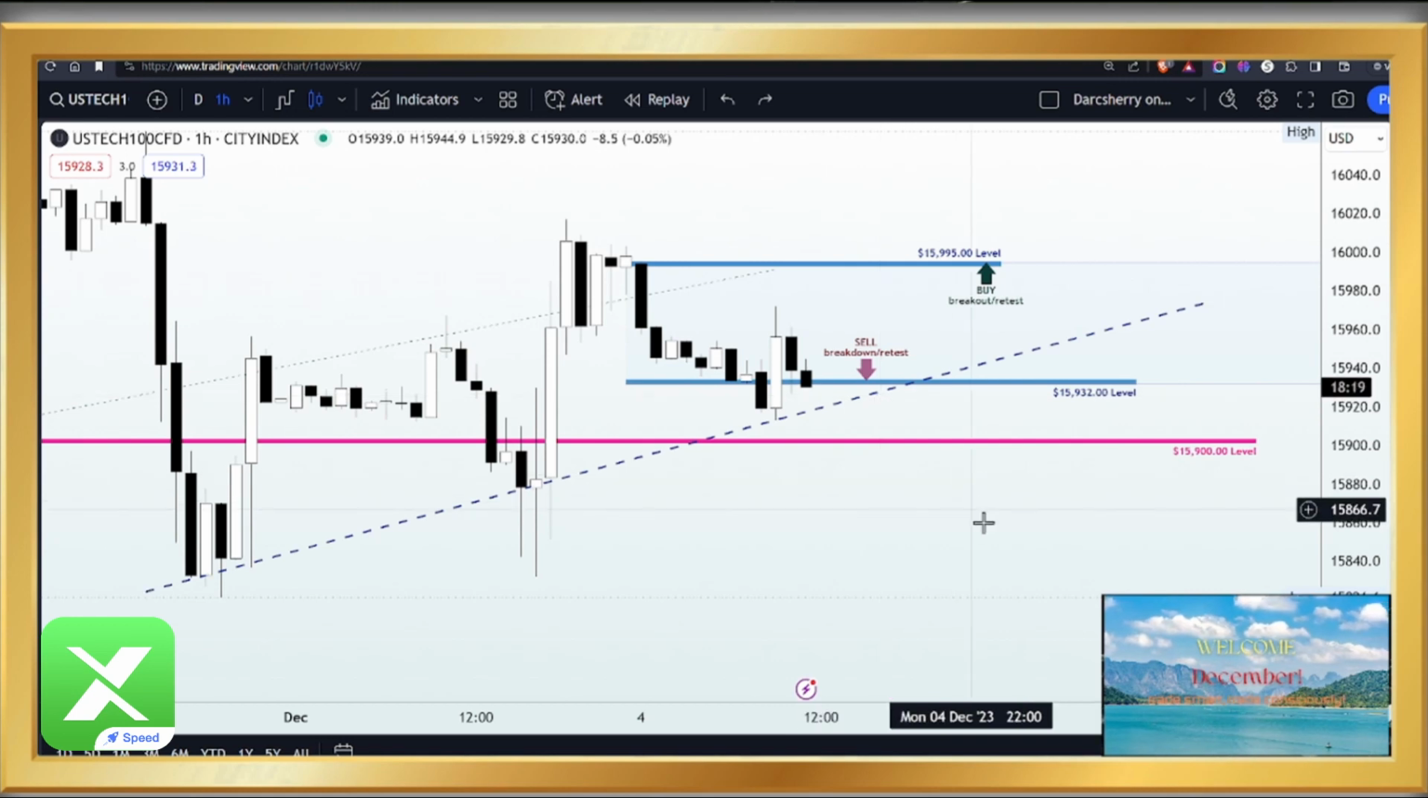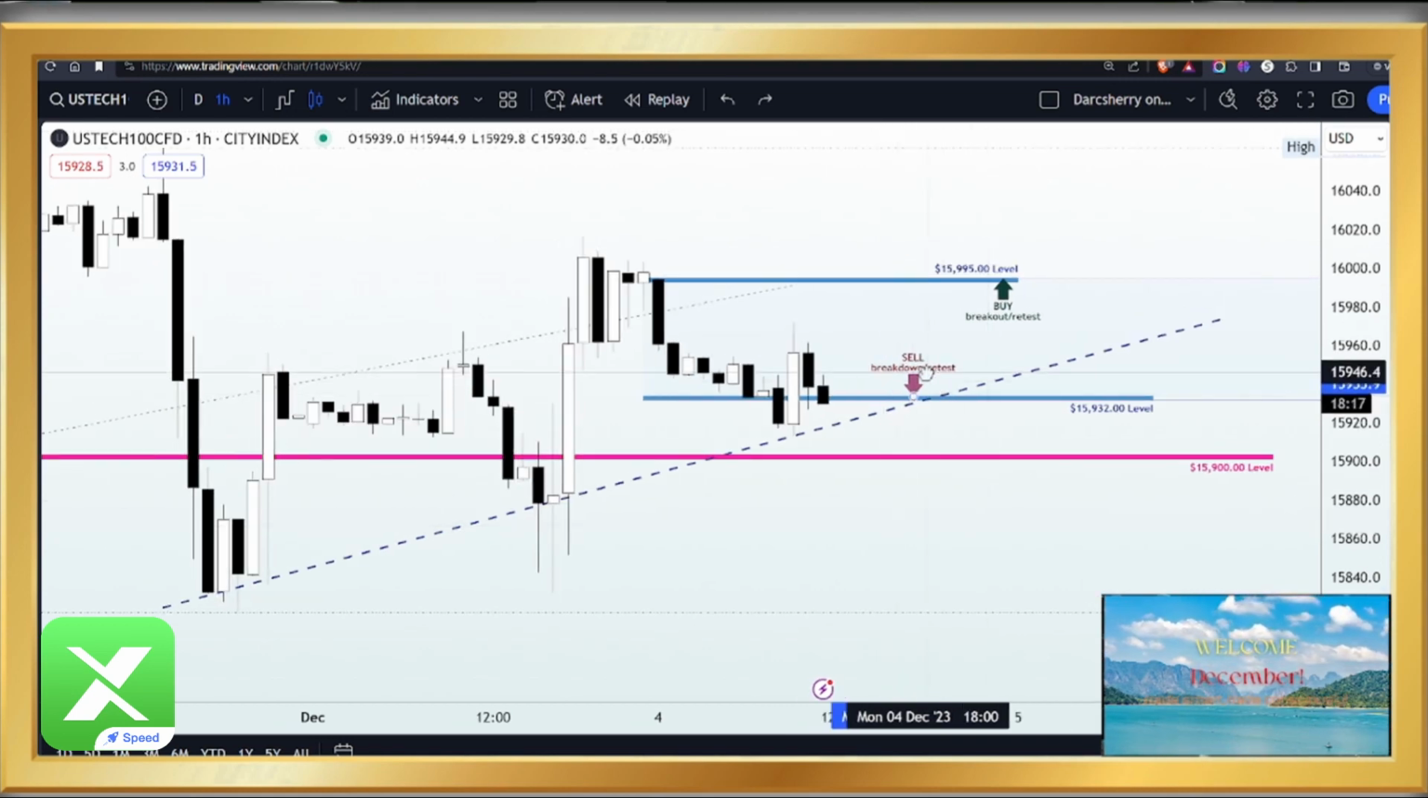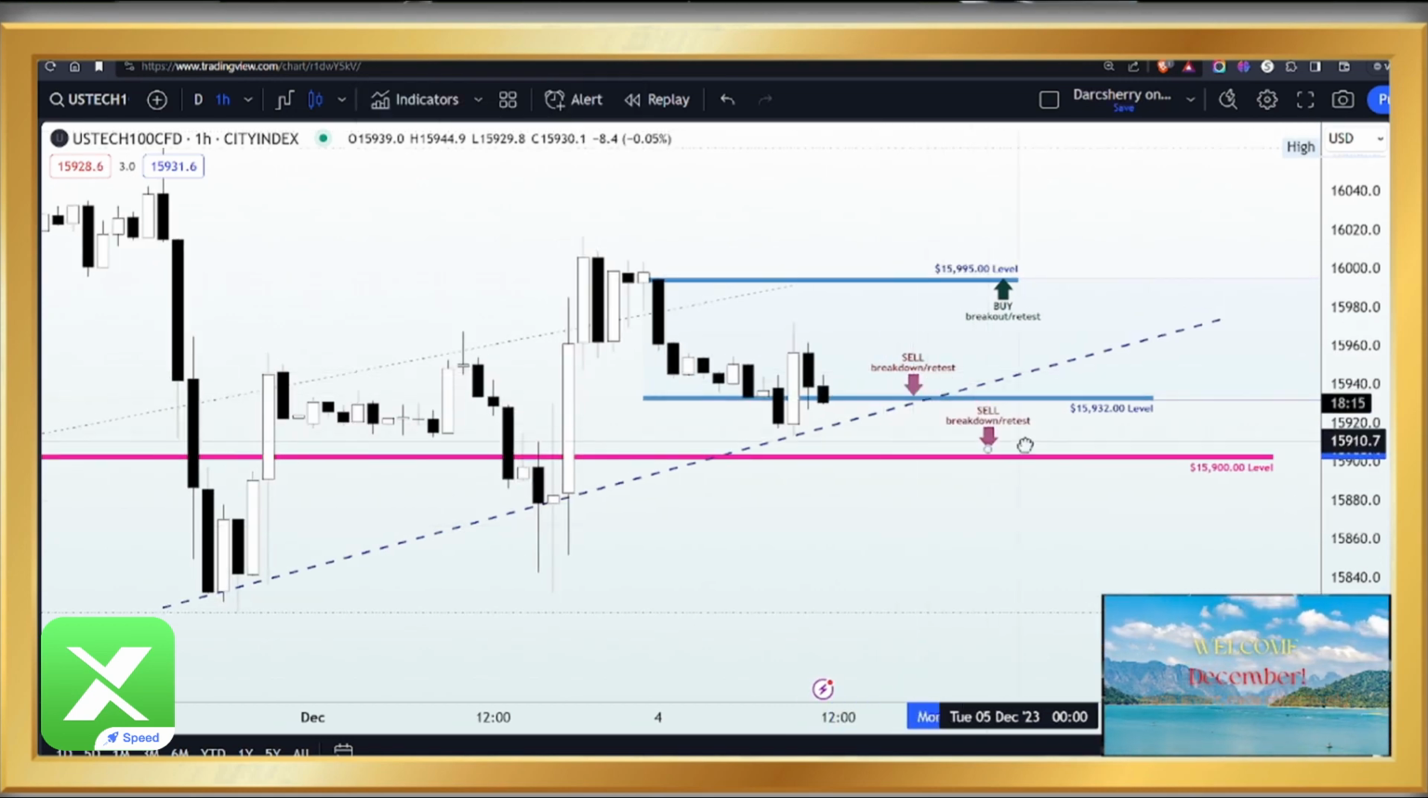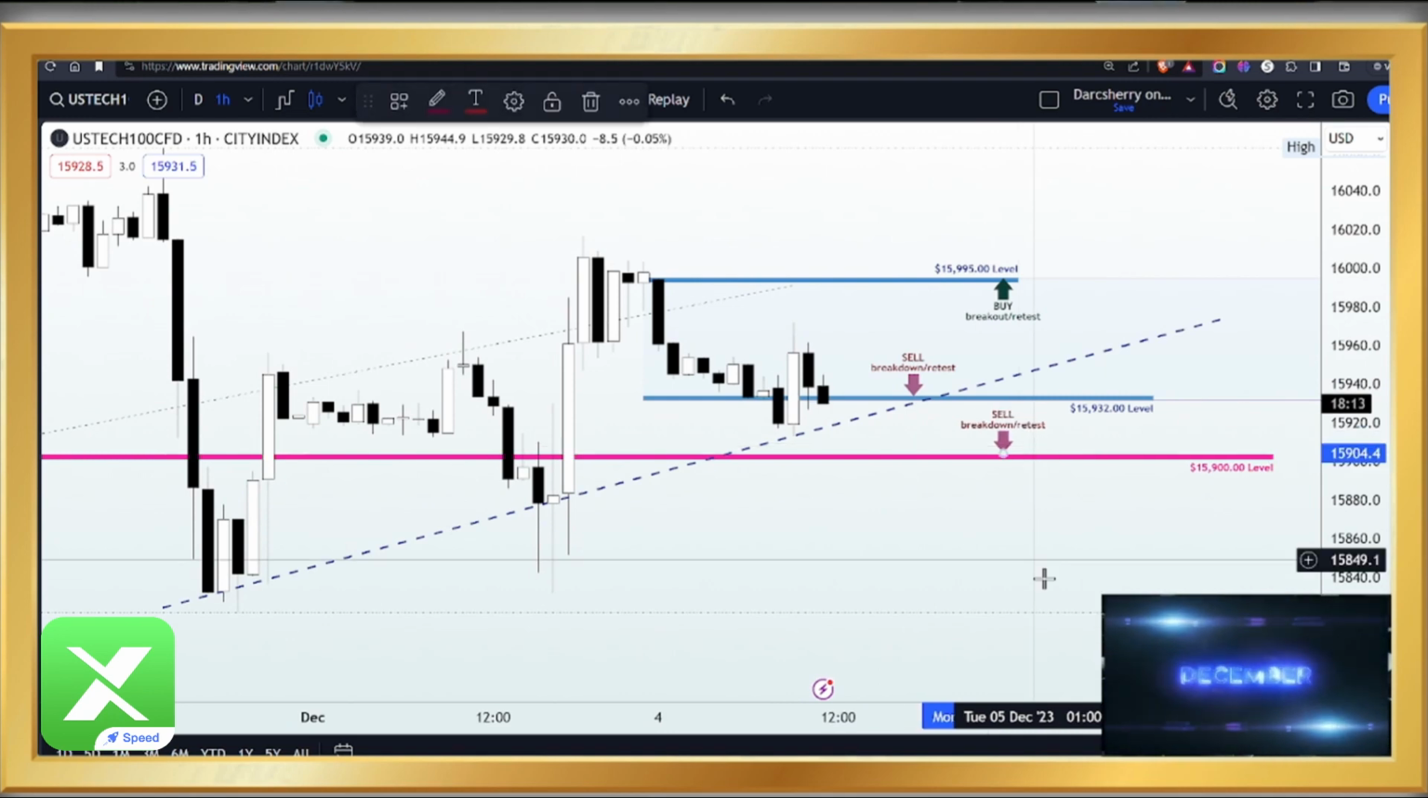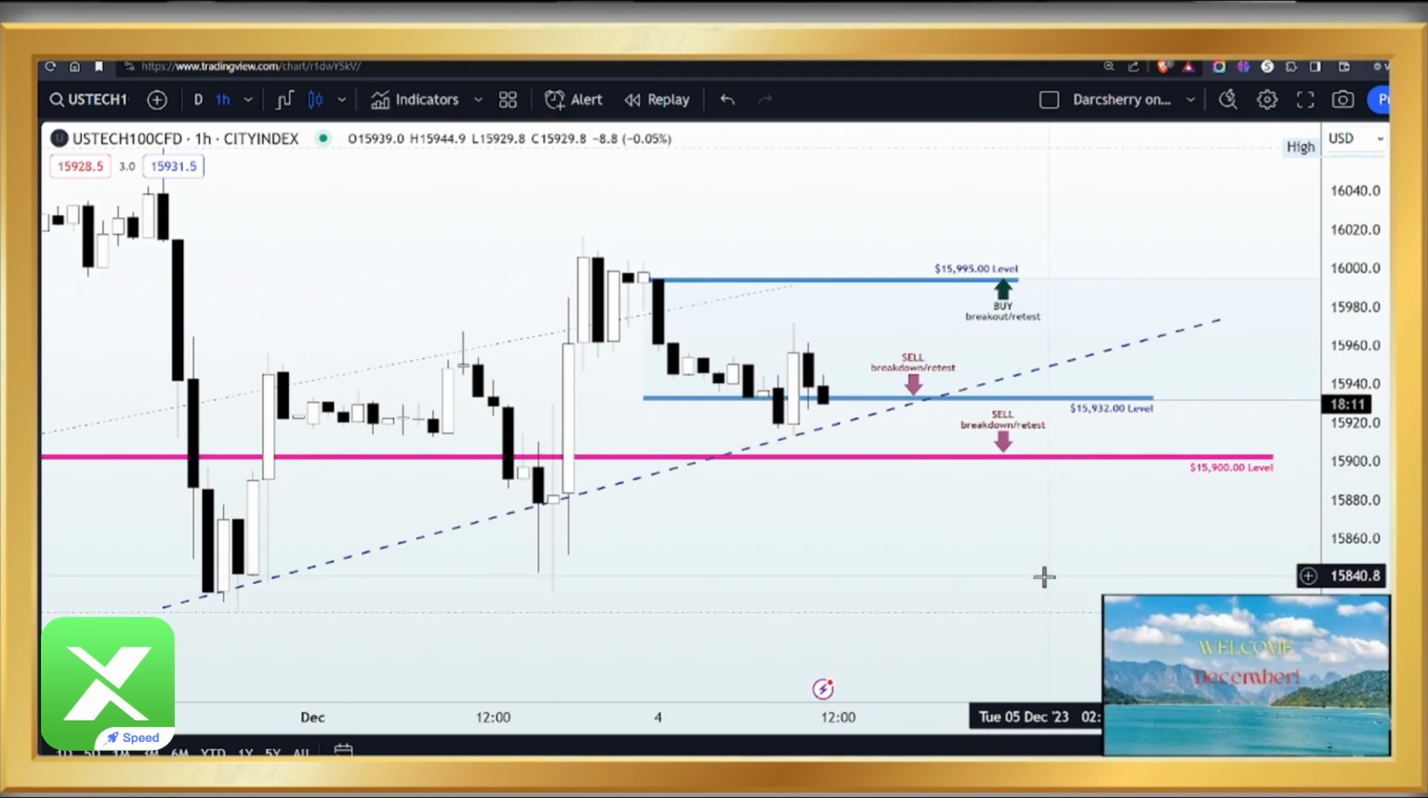So you do want to be marking out these levels on your chart, as you will be needing them as a reference point to guide your independent trading decisions for today's trading session.